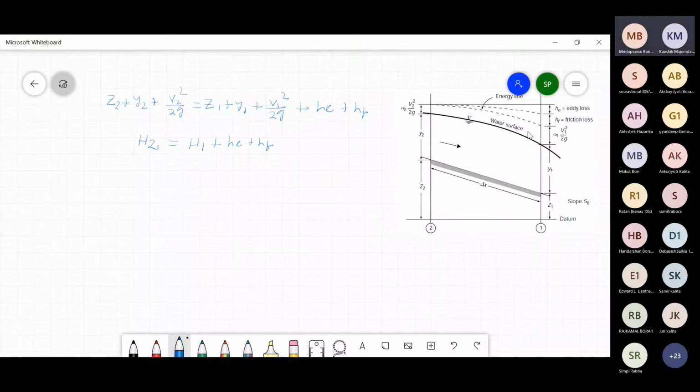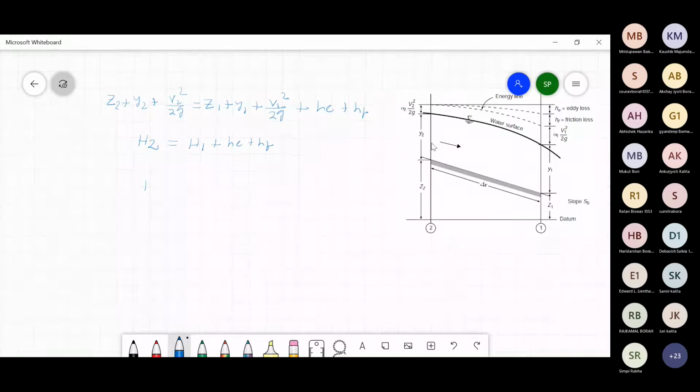Yes, now suppose you know this value here at section 1. Always remember these things. Suppose you know the value at H1. I'm doing it in the reverse order, and we are computing the value at H2, that means section 2. With the help of H1 I am computing H2. We know the value at H1, section 1, and the control section is at downstream now. If the control section is at downstream, then H2 is equal to H1 plus HC plus HF.